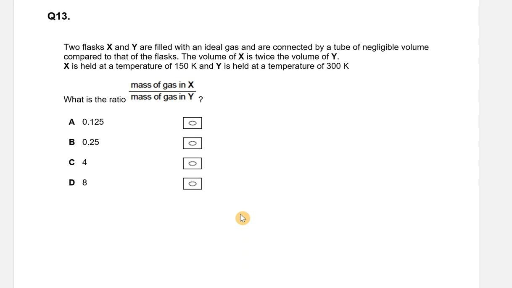So here's another question, an A-level physics question from the thermal physics topic. If you want to answer the question yourself, pause the video now. If you've got the answer C, well done.